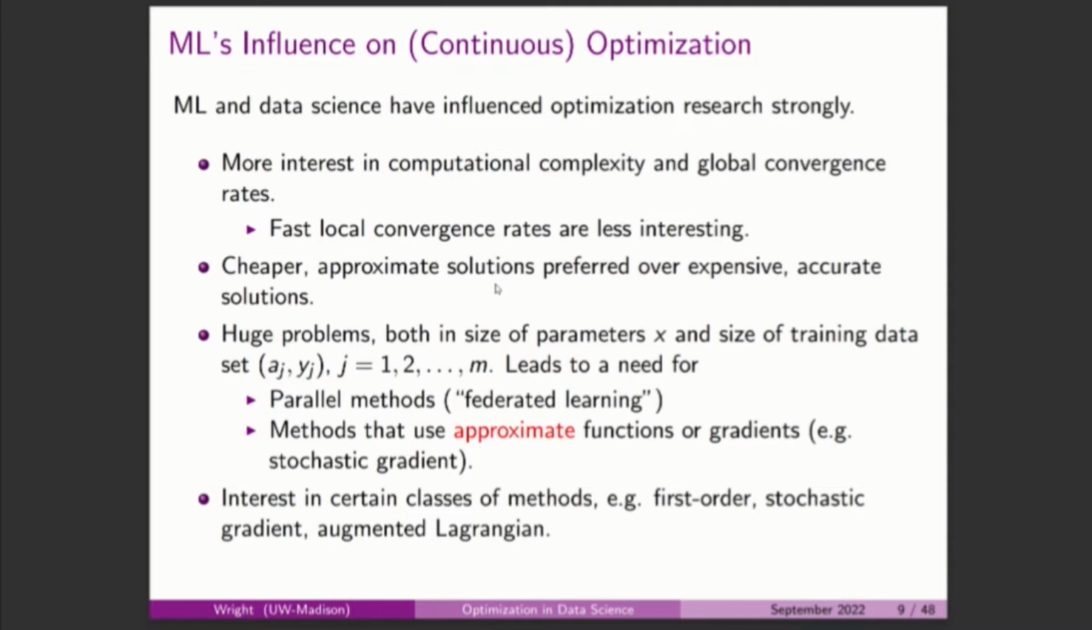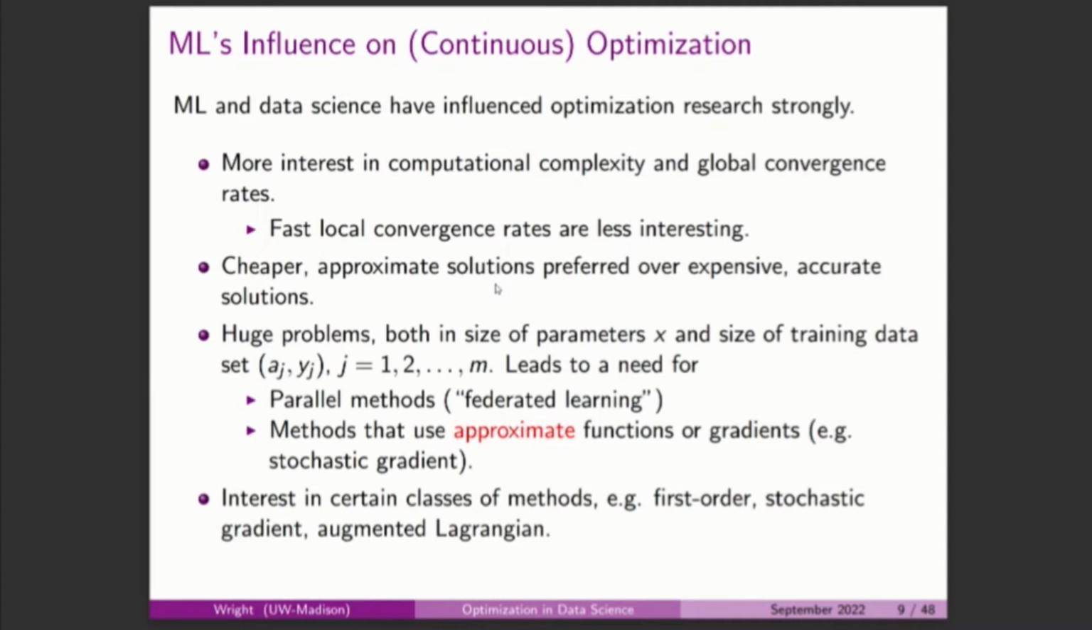Machine learning is very influential in continuous optimization. It's caused optimizers to become more interested in issues of computational complexity. It's shown them these problems where you actually prefer to get an approximate solution cheaply than to spend a lot of resources to get a super accurate solution. Another reason is that these are very huge, challenging problems. You really have to use parallel computing to find answers in a reasonable amount of time.